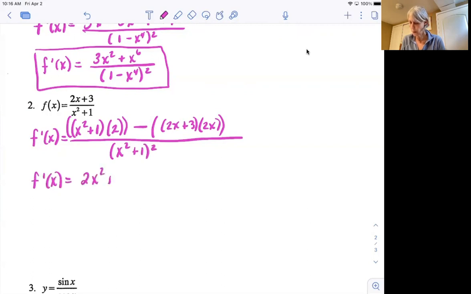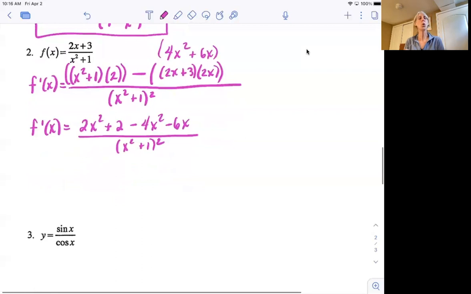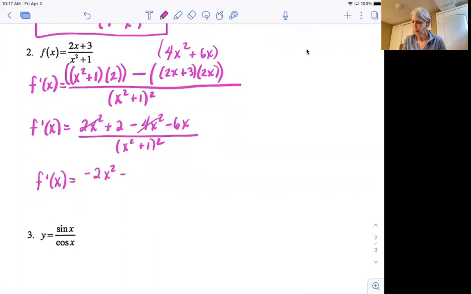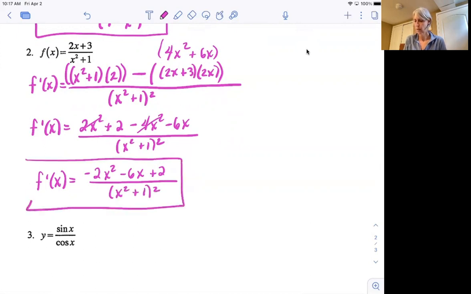2x squared plus 2, 4x squared plus 6x minus 4x squared minus 6x. So it's just a whole lot of algebra. Negative 2x squared minus 6x plus 2 over x squared plus 1 squared. And remember this rule, this expression we just found, it's a rule to find the slopes of the tangent lines.